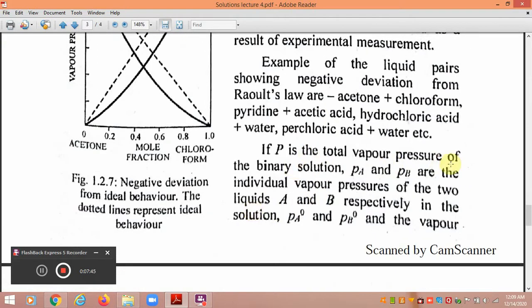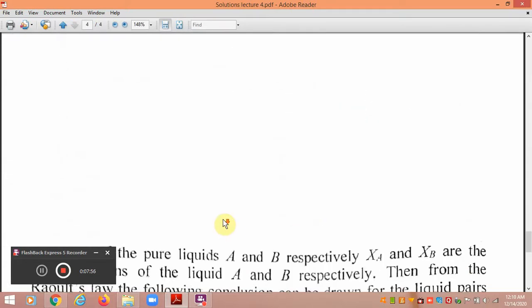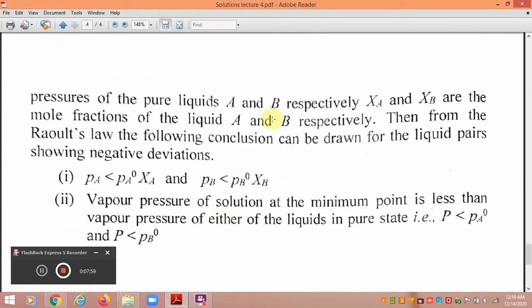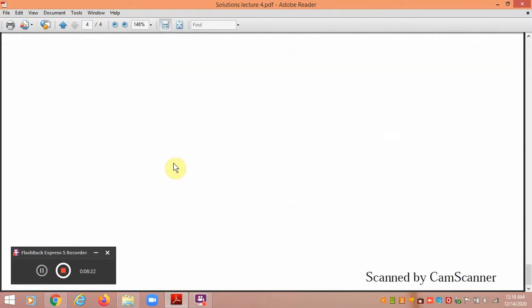If P is the total pressure of the binary solution, and PA and PB are the partial vapor pressures of liquids A and B in the solution, P0A and P0B are the vapor pressures in the pure state of A and B respectively, and XA, XB are their mole fractions, then in case of a negative deviation, PA is smaller than P0A times XA, and PB is also smaller than P0B times XB. And the total pressure is also smaller than the partial vapor pressure of pure component A, and smaller than that of pure component B.